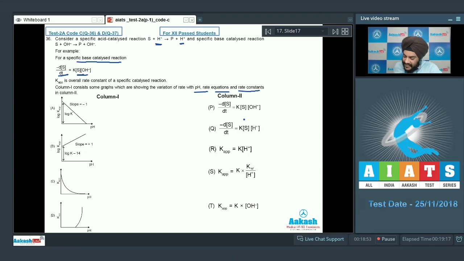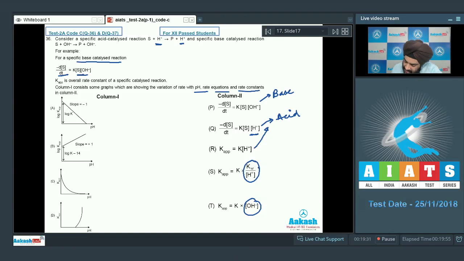So we can see that the option P is for a base catalyzed reaction, whereas the option Q is for an acid catalyzed reaction, as there is an H plus term in the expression given in Q. Now if we look further, in the option R, the examiner is again interested in the acid catalyzed, whereas if we look at options S and T, we can see that the examiner is now talking about the base catalyzed reaction, as concentration of OH minus can be written as the Kw of water upon concentration of H plus.